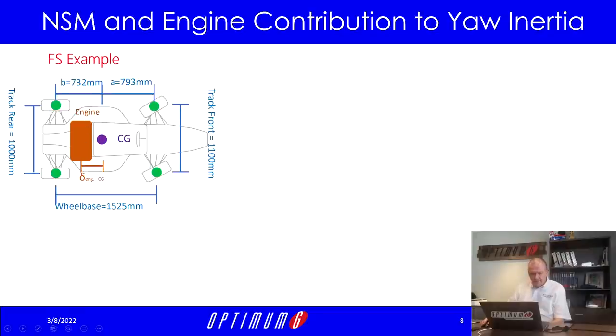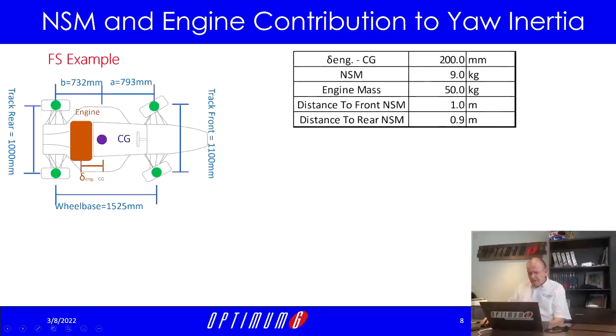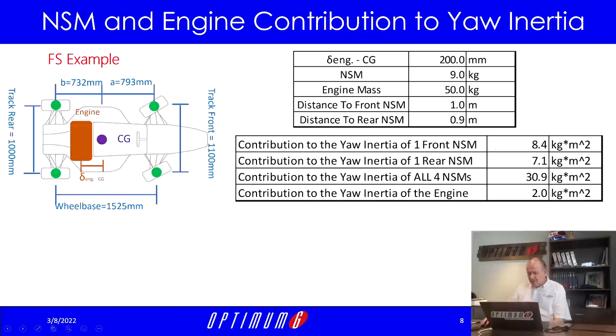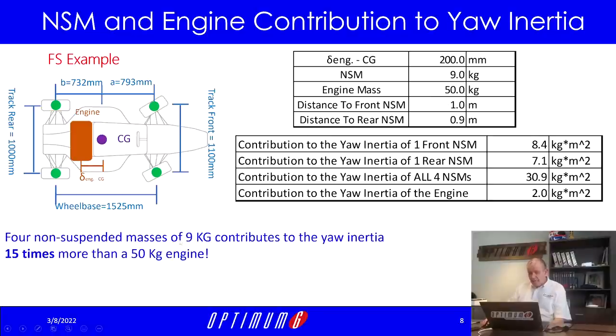This is an engine, and this is four non-suspended mass. And look at that. I calculated the distance between the center of gravity here and the engine center of gravity, the non-suspended mass, and the distance between the front suspended mass and the CG, 1 meter and 0.9. Why? Because the weight distribution is slightly more to the rear. And look at that. I calculate the yaw inertia of one front suspended mass, one rear, all four of them, so twice 8.4 and twice 7.9, and the inertia of the engine, an engine of 50 kilo. So four non-suspended mass of 9 kilo contribute to the yaw inertia 15 times more than a 50 kilo engine.